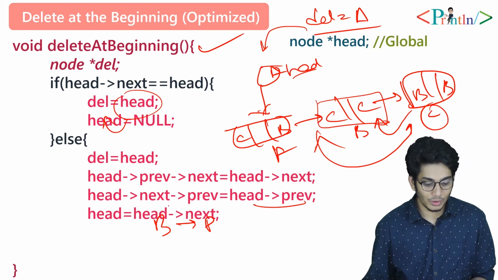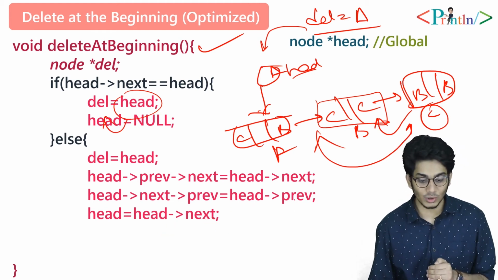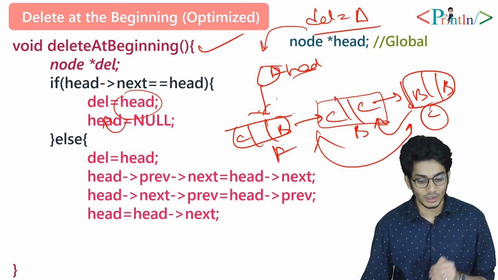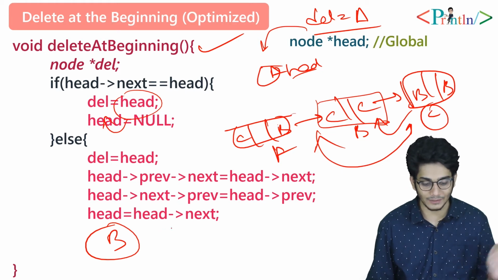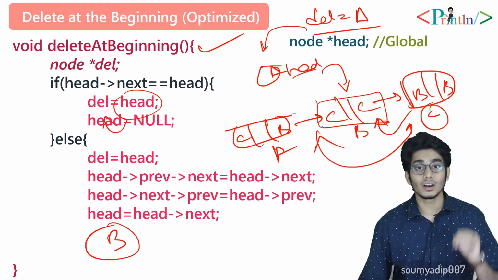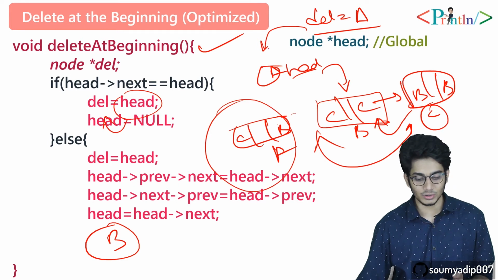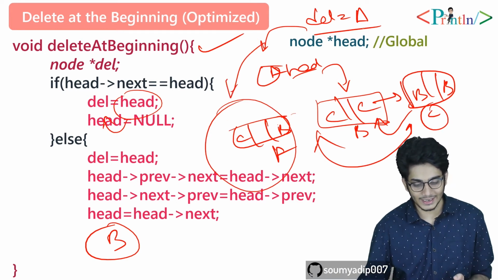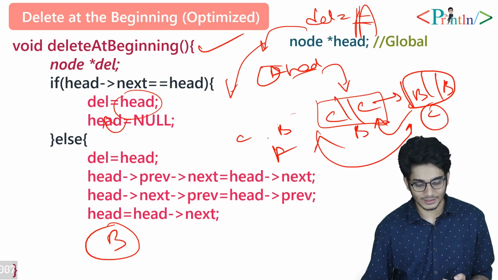Now we'll move our head equal to head next. Our head next is still B. So we'll put head equals head next. It means the value of our head will be B, so head will be pointing to this node. It means all the connections are discarded. What is the last task? We have to deallocate this memory. Del is pointing to this node, that is A. We'll just deallocate this memory.